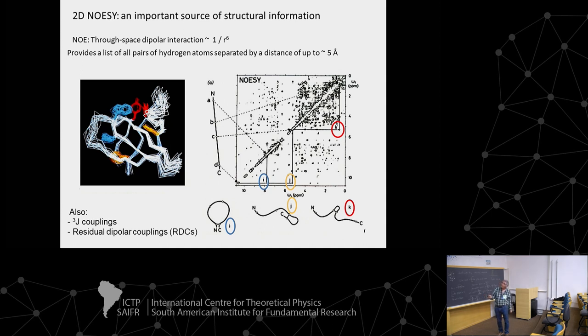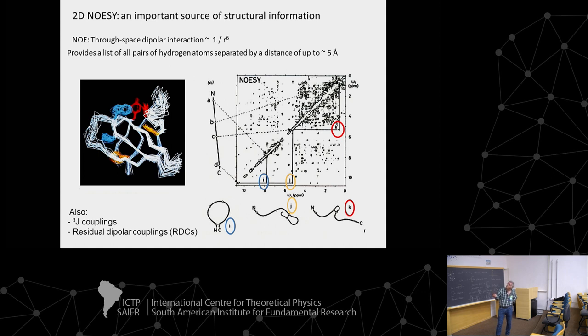You can also do other experiments, which are these J coupling experiments that give you information about rotation angles in the backbone. Residual dipolar couplings give you information about the orientations of certain bonds in relation to the static magnetic field. And that can all be used to give you structural information to make a model of the protein. If you have enough constraints, if you have enough information here, you can basically build all of the models that are consistent with all of the information.